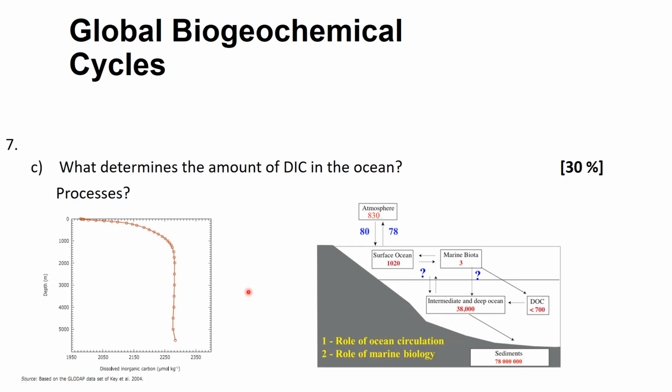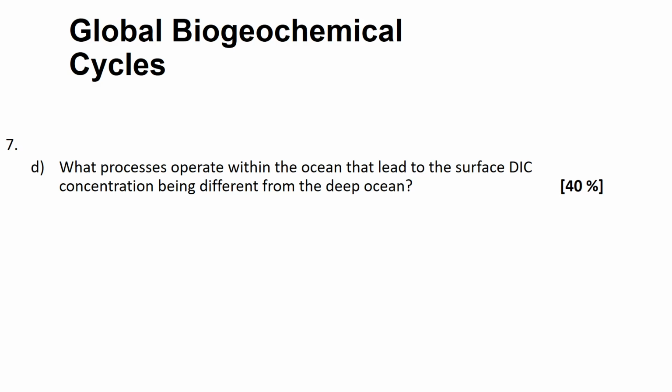And countering that, what's basically moving carbon from the surface down to the deep ocean are these carbon pumps, these organic and inorganic carbon pumps. So think about those as well and how they affect the amount of DIC in the ocean. Okay, and that's leading in to I guess the last part D. What processes operate within the ocean that actually lead to the surface DIC concentration being different from the deep ocean?